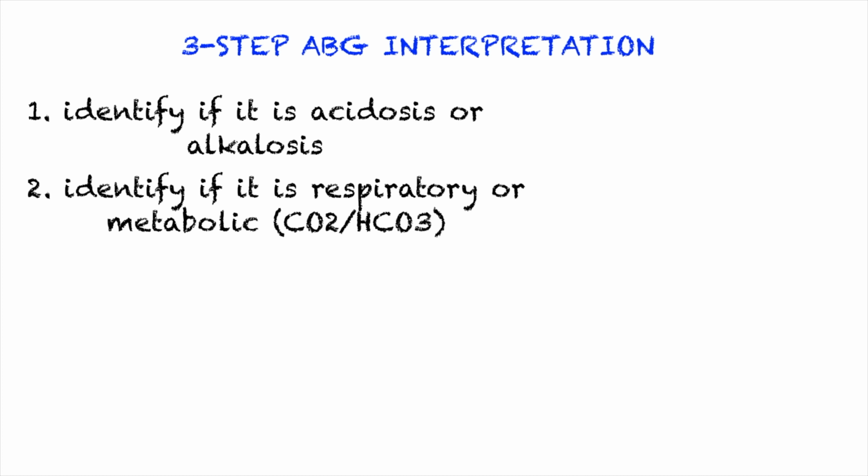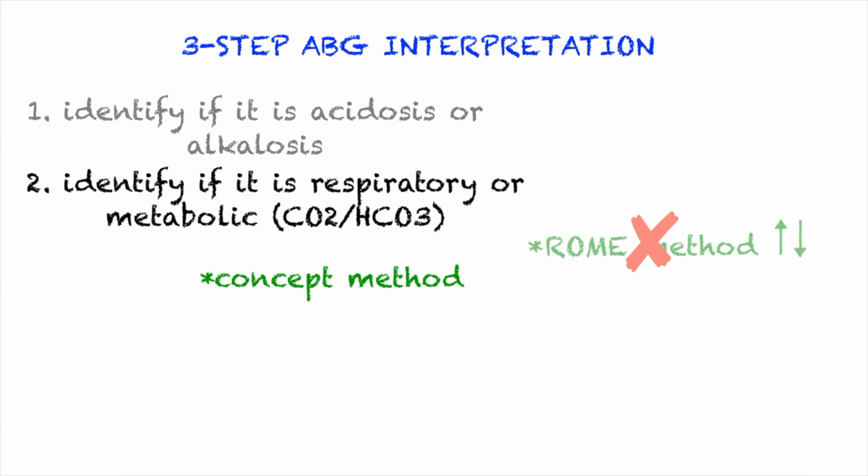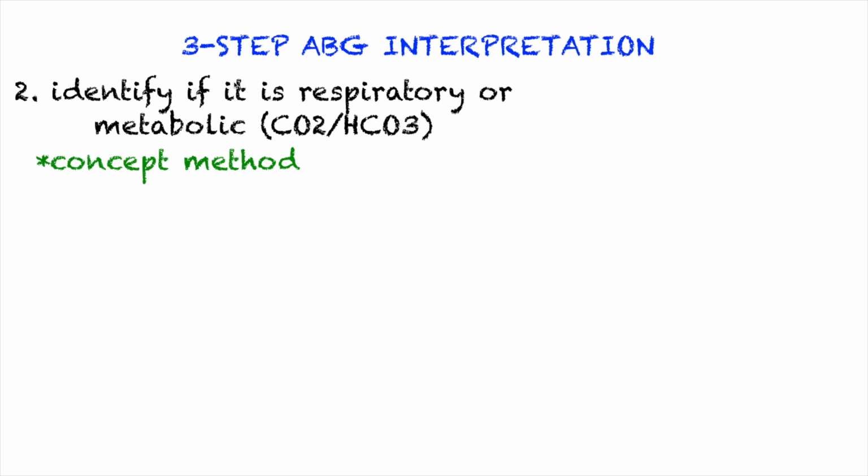Step number 2 would be identifying if it is respiratory or metabolic. And we're going to do this by simply looking at your bicarbonate and carbon dioxide and comparing that to your pH. Through this, we will know whether you have a respiratory or metabolic condition. And the method that we are going to be using will be the concept method. Now, the most common method being taught in nursing school is what we call the ROME method, where they ask you to use arrows in interpreting your ABGs. However, we will not be using this here because the ROME method doesn't really work well for compensated ABG. So for now, we are just sticking with the concept method. So what is the concept method?